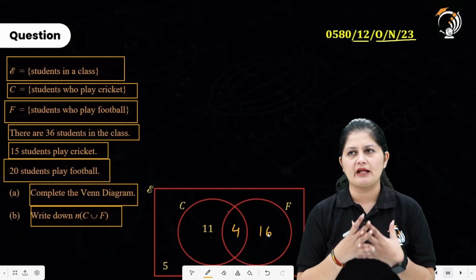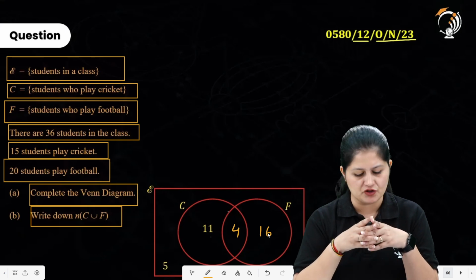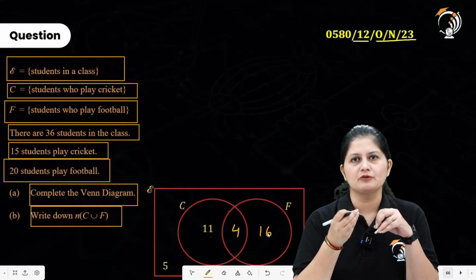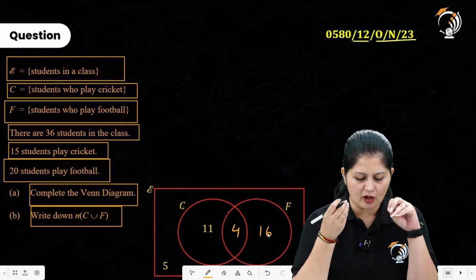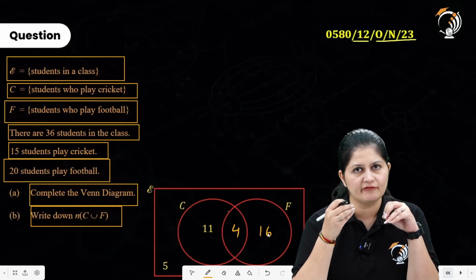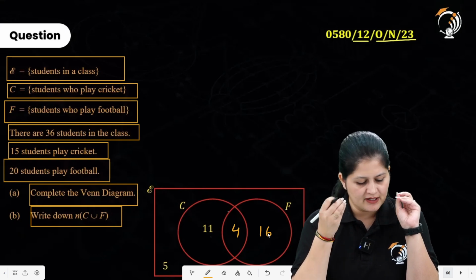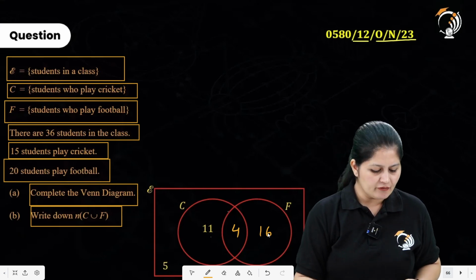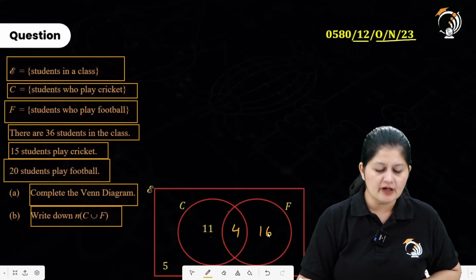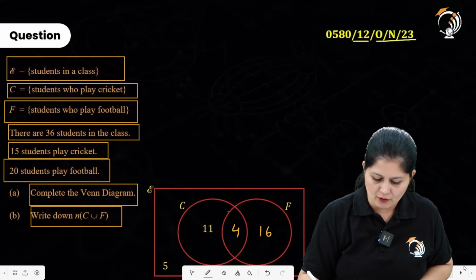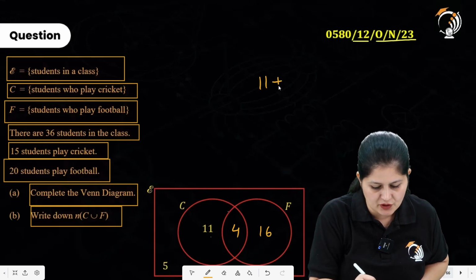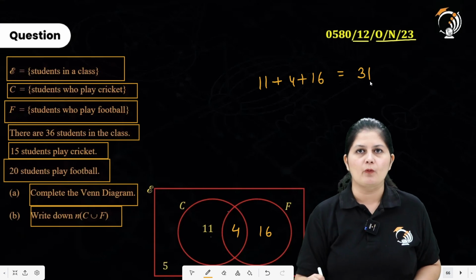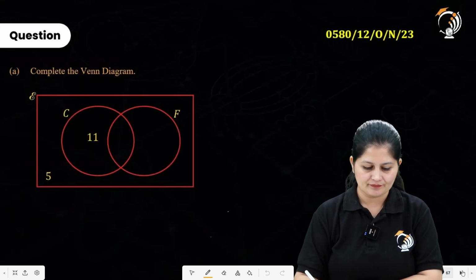Just a suggestion: whenever you are completing it, always cross check once that the sum of all elements here should be equal to the total count that you were provided with. So here, 16 plus 4 is 20, 20 plus 11 is 31, 31 plus 5 is going to be 36, which is the total count given to you. Clear? Moving on, if we need to find the count for C union F, that is going to be 11 plus 4 plus 16, which is nothing but 31. Understood? Clear?